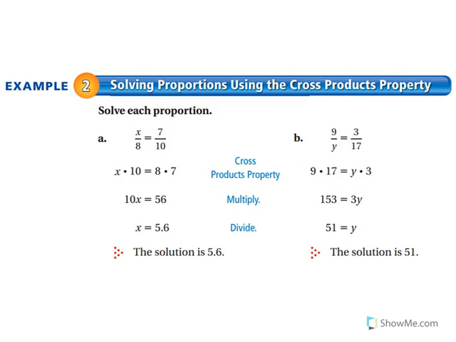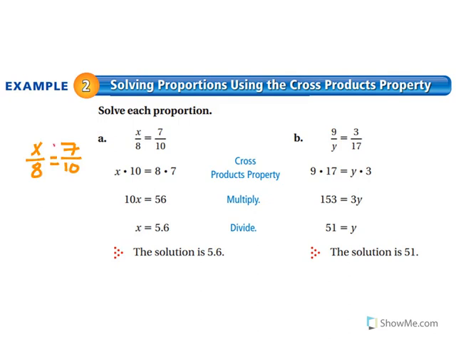All right, example 2. This is the method that I've used most of my math career. When I've multiplied proportions, I've done the cross products. And so let me show you what we do here. We have x over 8 equals 7 over 10. And you're going to do the cross products.